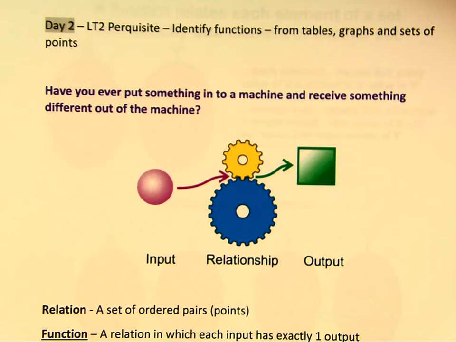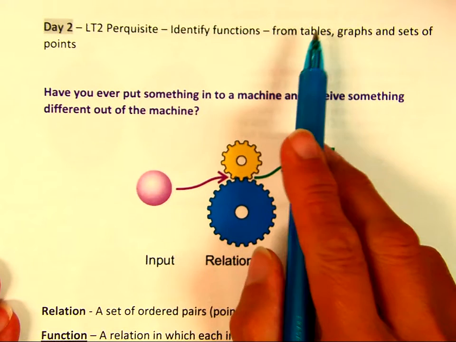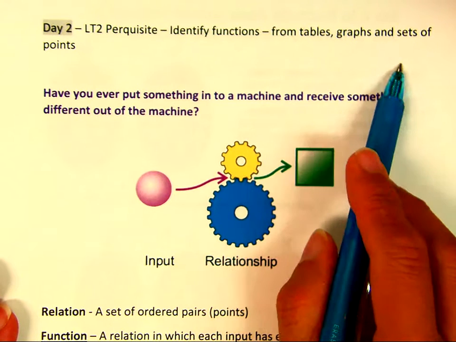So yesterday we talked about domain and range, and you should have learned about functions in 8th grade. So this is kind of a prerequisite for what we're about to do. It's not really one of our learning targets, but you kind of need it to do the learning targets that we're going to talk about. So we're going to talk about functions. How do you know if something's a function? We're going to figure out how you know if it's a table, a graph, or a set of points.